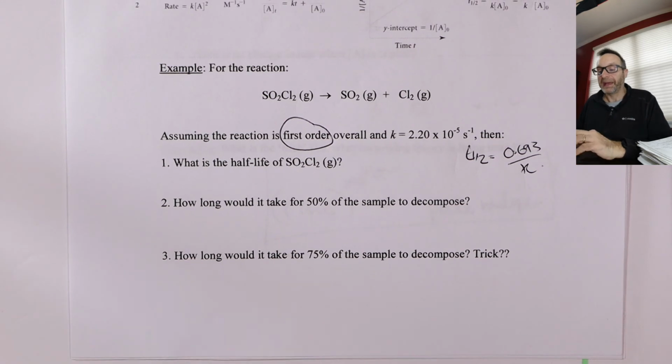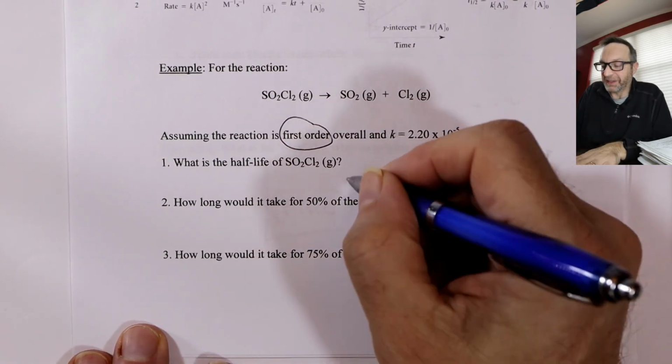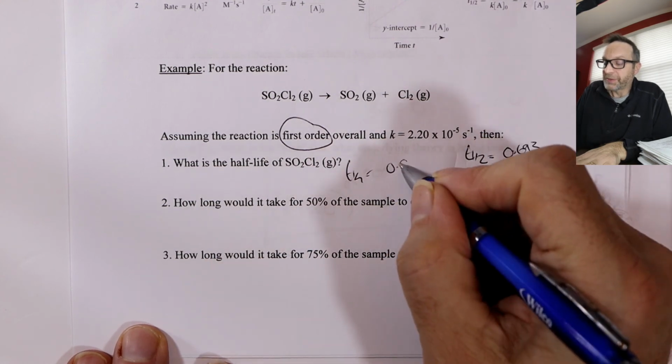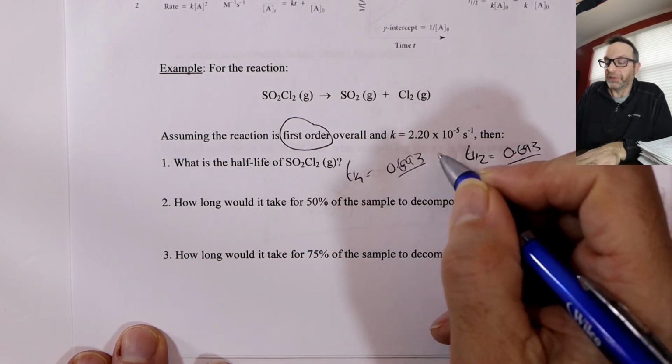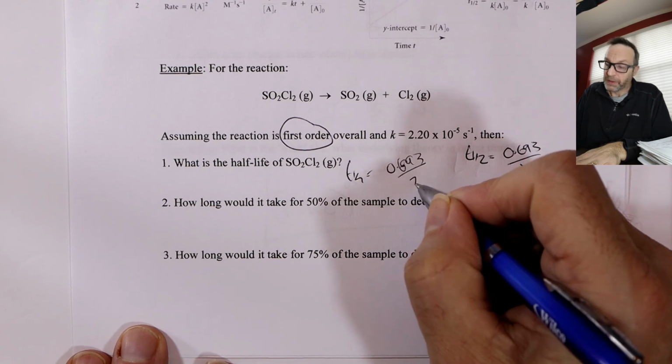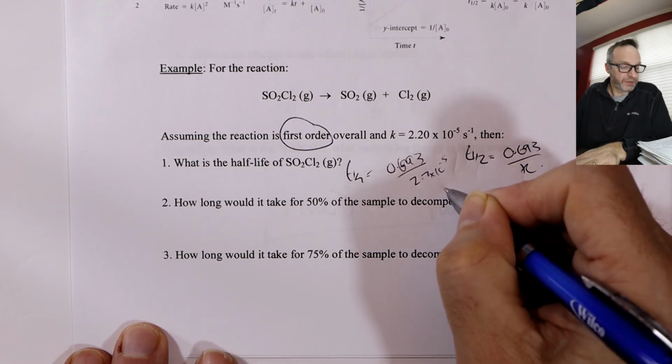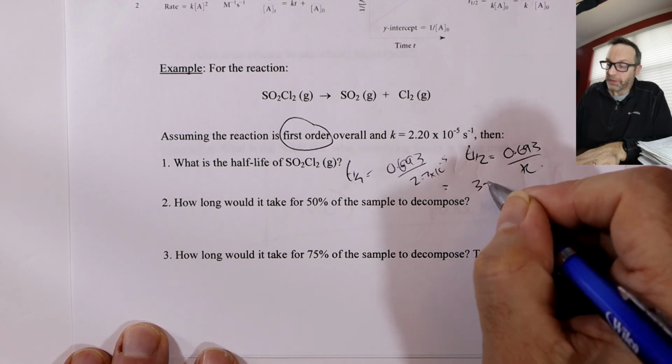Okay, you're back. All right, so the half-life, nice and easy. t a half equals 0.693, which is ln 2, over 2.2 times 10 to the minus 5 seconds to the minus 1.